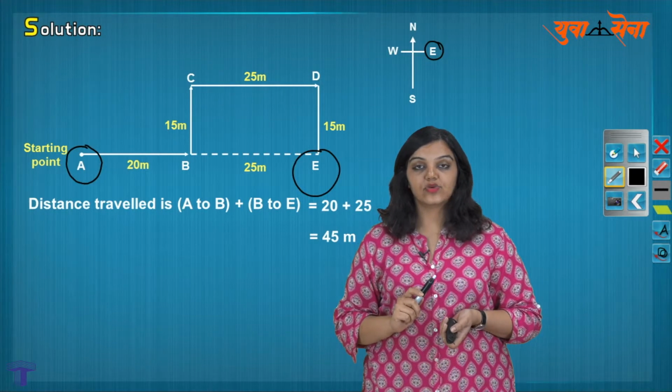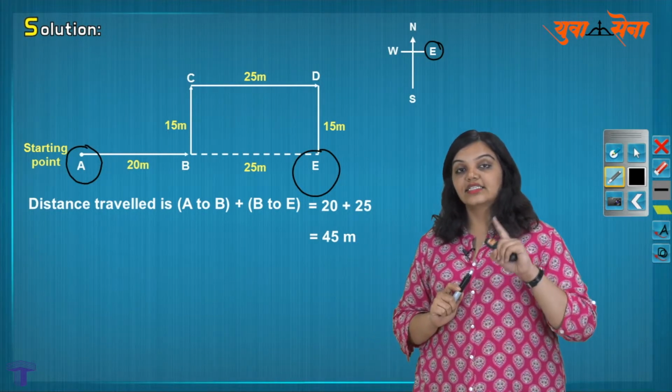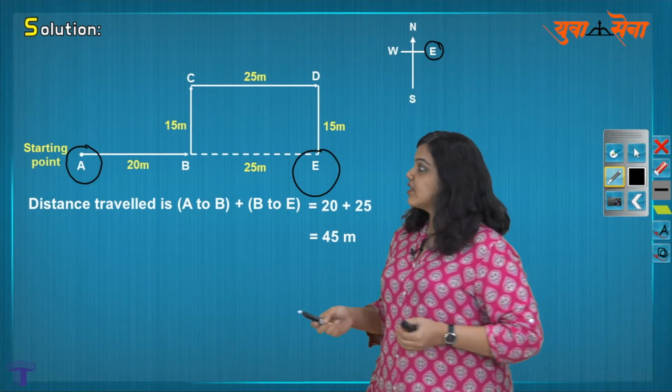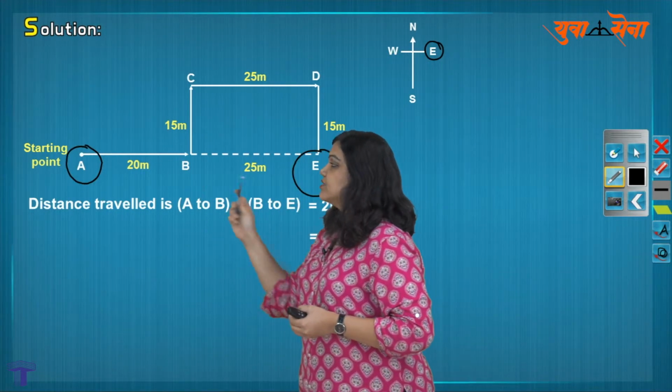So you see, it was a pretty straightforward sum. All you had to do was understand that when you're talking about directions, we are talking about right angles, and therefore this comes out to be a rectangle, and this is 25 meters.